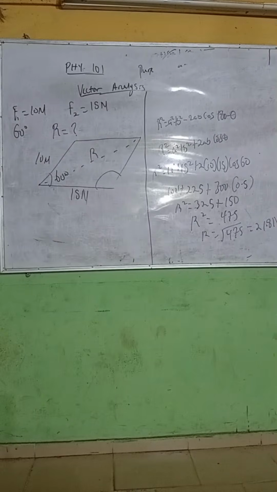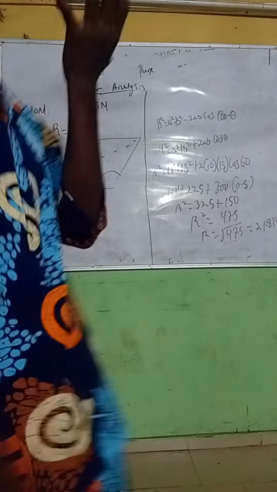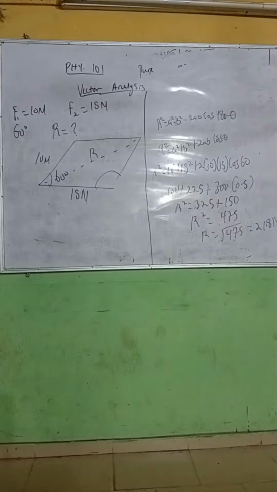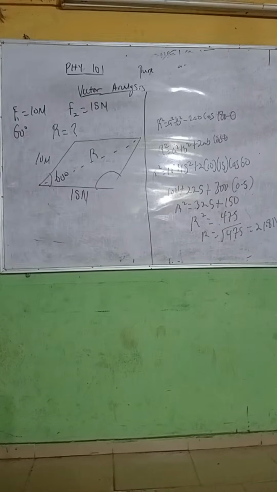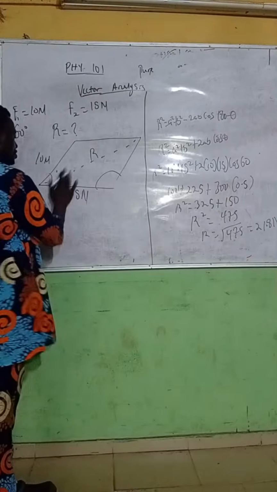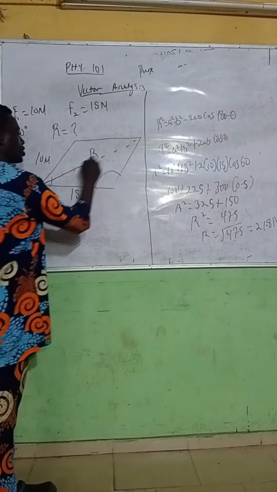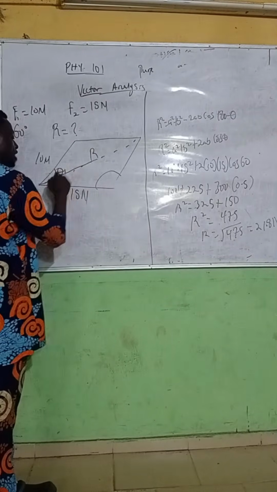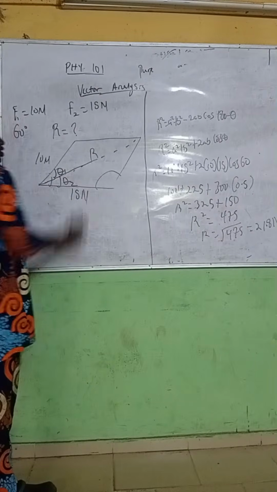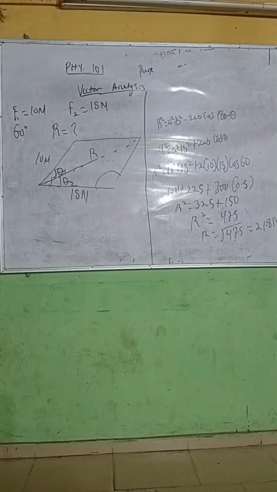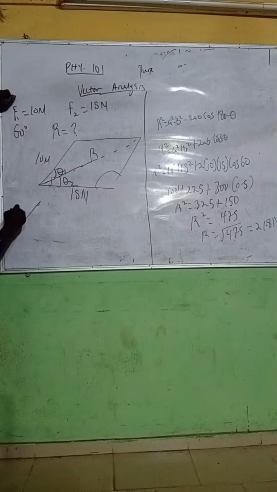What of the direction? You can have two answers for your direction. Consider your direction is to the 10 Newton force, or to the 15 Newton force. Now let's divide this into two. Let's call this theta 1 and this theta 2. Theta 1 plus theta 2 is 60 degrees. Now let's find theta 1, bringing out that triangle. Bermuda triangle.